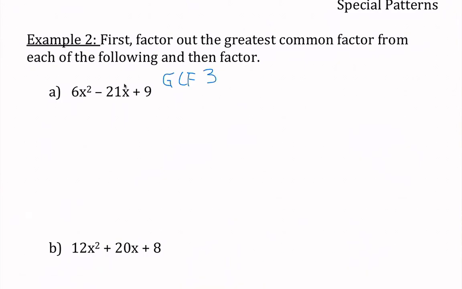Okay, then we check our variables. I see x's, but I see that this group does not have an x, so they do not all have x in common. So my only greatest common factor is 3. So remember, I'm going to take my greatest common factor and then I put my parentheses. And now inside the parentheses, I'm going to put what I get when I divide each of those by that greatest common factor. 6 divided by 3 is 2. My x squared drops. Negative 21 divided by 3 is a negative 7. My x drops. And 9 divided by 3 is a positive 3.